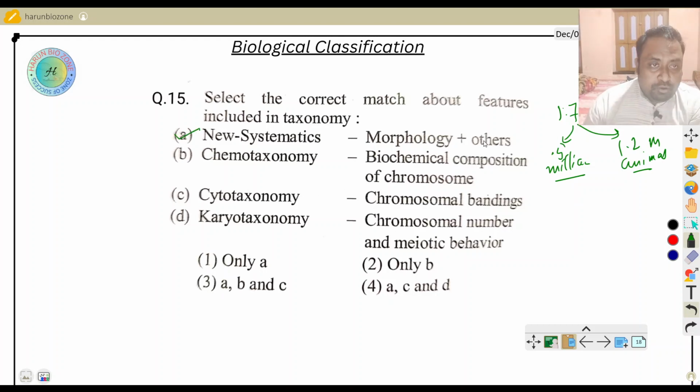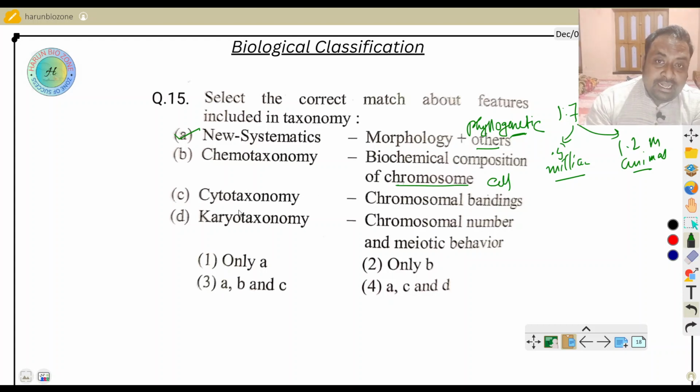Neosystematics means morphology and others, especially the morphological characters, and others means here phylogenetic relationship. When organisms are classified on the basis of morphology, genetics, cytology, embryology, etc. and phylogenetic relationship. Chemotaxonomy means the chemical nature of the cell, the biochemical composition, not chromosomes, but the chemical composition of the cell.